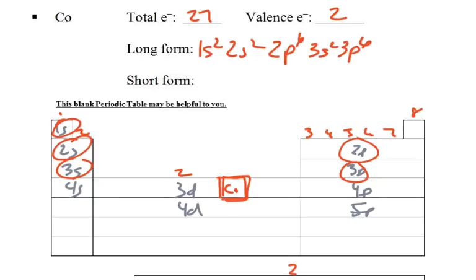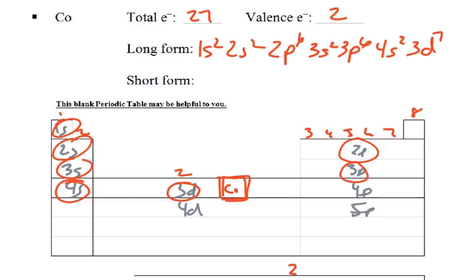Then we get to the row with cobalt, 4s2, 3d. And then we have to count kind of carefully on our actual periodic table. We find out that it's got 7.